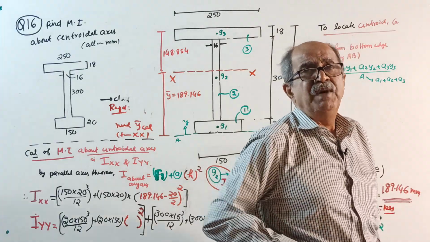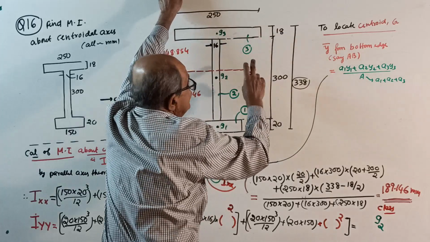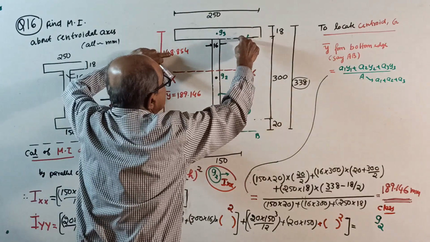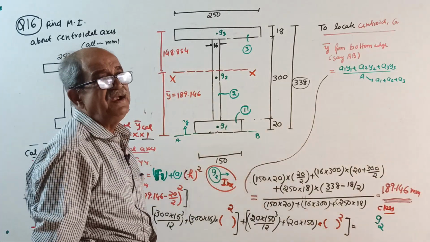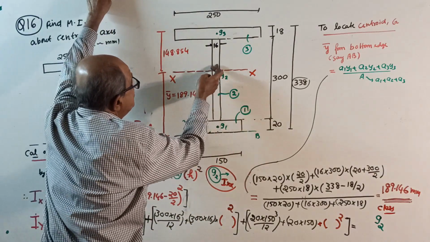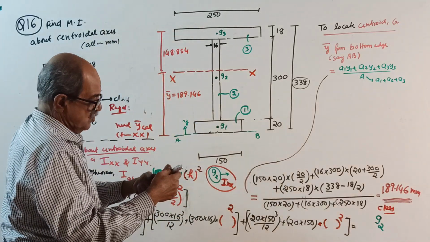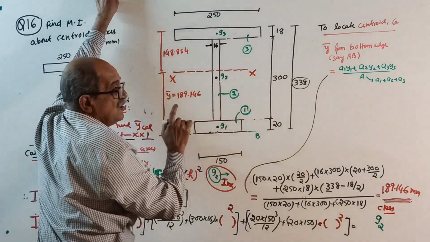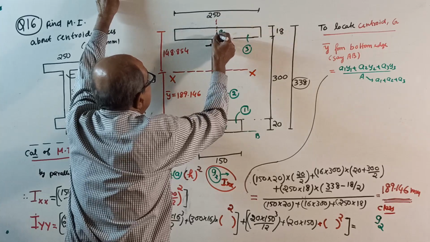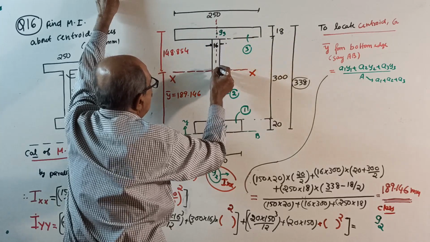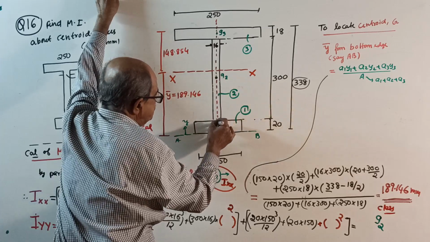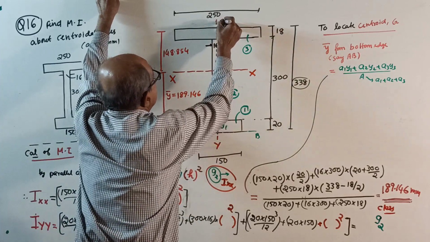Suppose somebody does Y bar from the top edge, then he will get 148.854. Then G2 is 18 plus half of 300, which is 150 plus 18, 168. Since you got 148 there, it is slightly before G2. Both ways, this axis, XX, over. Now, make a note. Directly, without calculation, exactly center, passing through G3, come down, passing through G2, continue further without disturbing, passing through G1, mark YY, over.